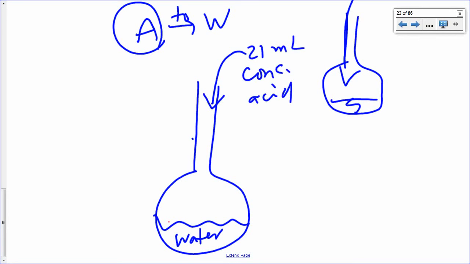So your concentrated acid would mix, and then dilute to the mark, to 500 mL. You can add water to acid if the acid has already been diluted. Otherwise, you don't do that. Whenever you start with concentrated acid, if you want to dilute it, add it to the water first. A before W.